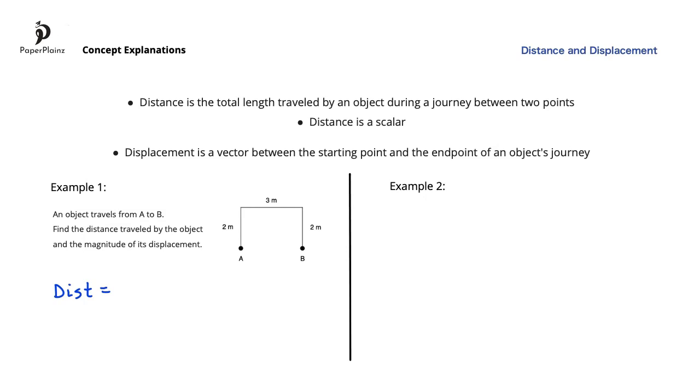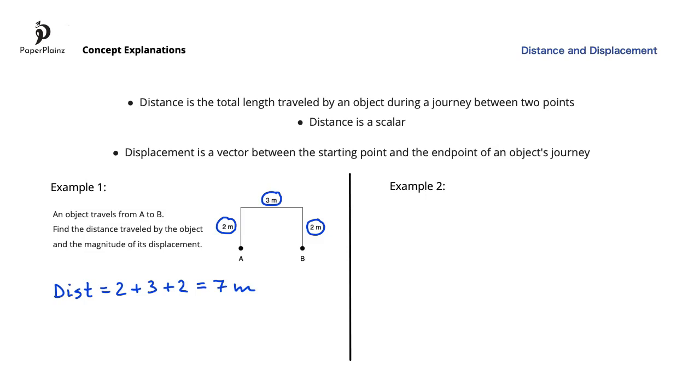We see on the diagram that the object moves 2 meters upwards, 3 meters to the right, and then 2 meters downwards to get from A to B. So the distance traveled here is 2 plus 3 plus 2 meters, which is equal to 7 meters.